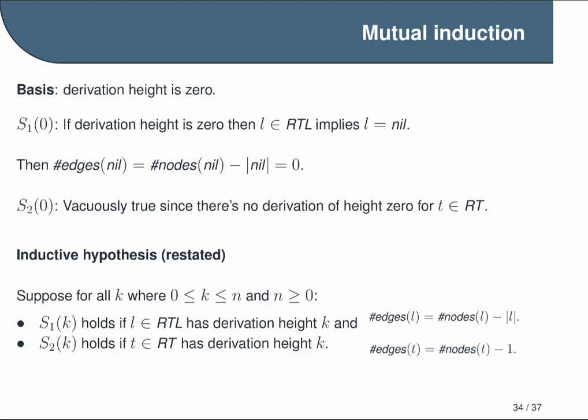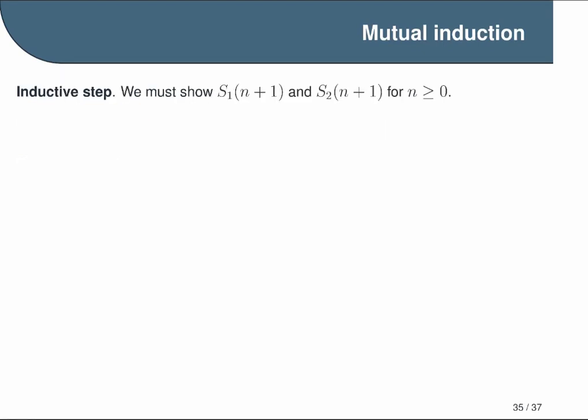Now, using our inductive hypothesis, we want to move on to establish the inductive step, and that means we want to show that S sub 1 and S sub 2 are both true at derivation height of n plus 1. We will start with S sub 2, and then after, we'll go back and prove S sub 1 also. Now, again, the expression S sub 2 of n plus 1 is really just a shorthand for the claim that if we have a rooted tree with derivation height of n plus 1, then the number of edges in that tree is equal to the number of nodes in that tree minus 1.